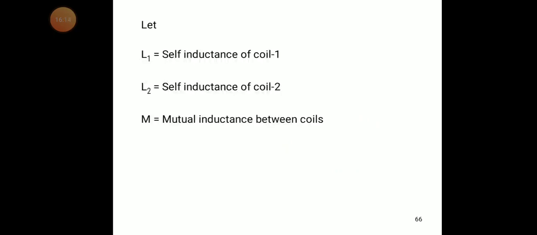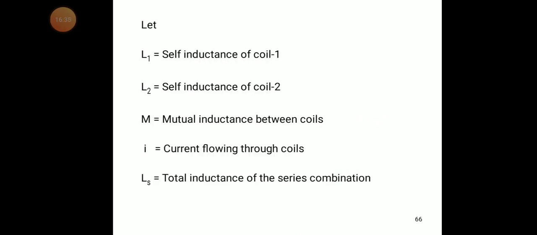Now we can try to write the formula. L1 is the self-inductance of coil 1, L2 is the self-inductance of coil 2, M is the mutual inductance between the coils, and I is the current flowing through the coils. These are the parameters, and the total inductance of the series combination is indicated by Ls. Now we try to find the Ls value.